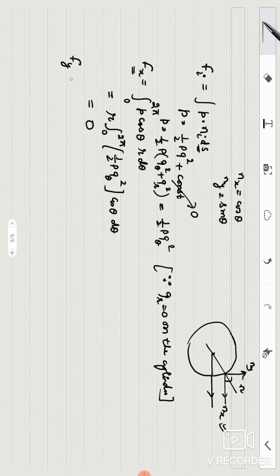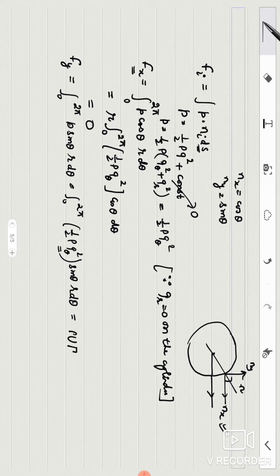Similarly, if I want to find Fy, it will be the integral from 0 to 2 pi of P sin theta r d theta, and again putting the value of P, it is half rho q theta squared sin theta r d theta. If you put the value of q theta and solve, you will get its value to be rho U gamma.